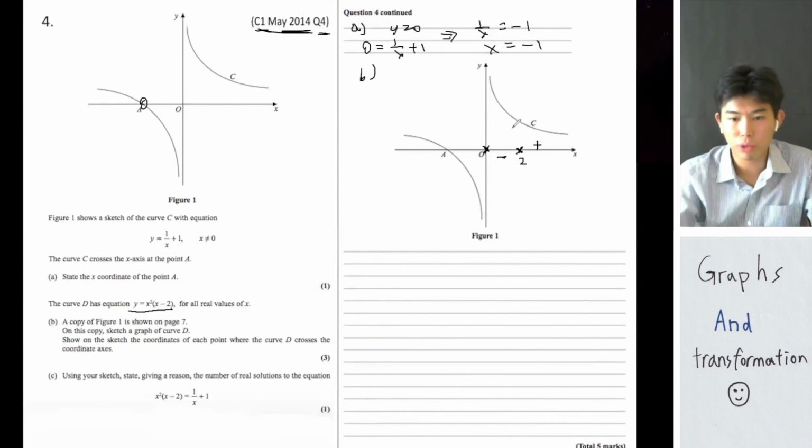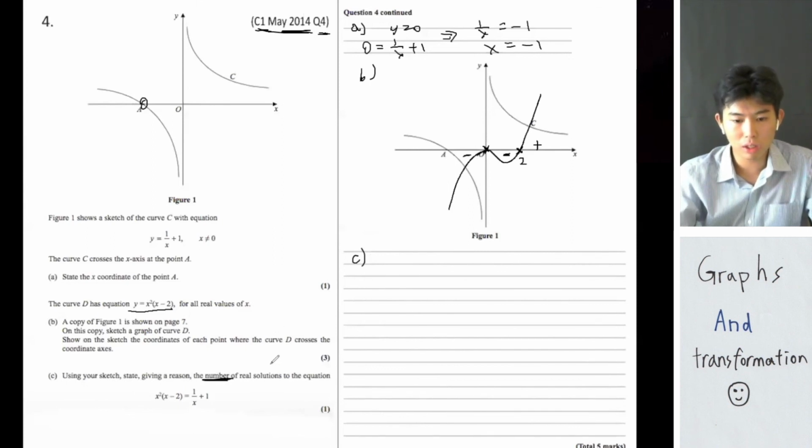And if we put any number that is less than 0, let's say -1. If we put -1 into this equation, -1 squared would be 1 times -1 minus 2 would be -3. So -3 times 1 will be a negative value. So the curve should look something like this. Yep, should look something like this. Negative, negative, and positive.